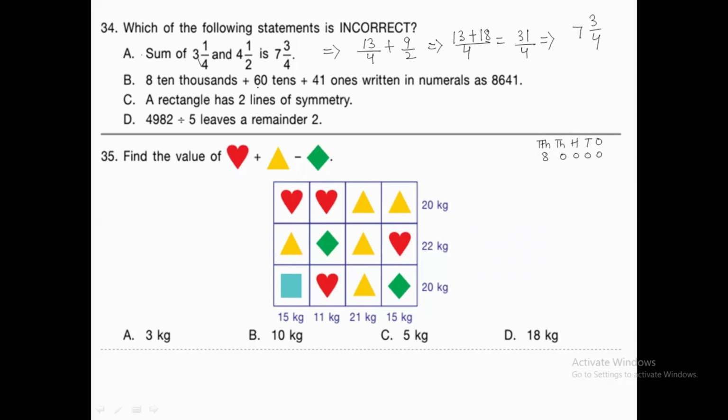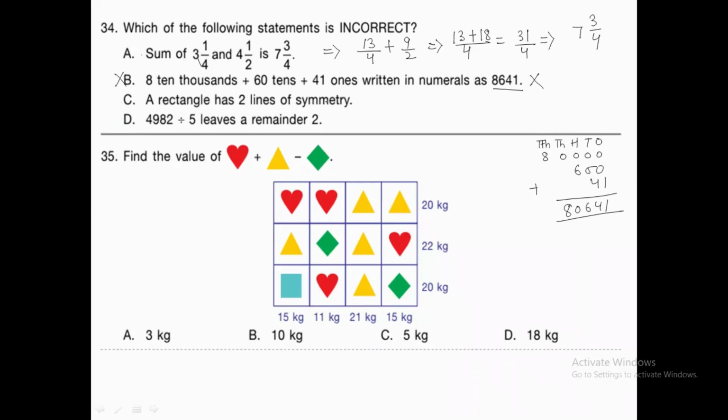Now 60 tens means what? 60 tens means 600. 41 means 41. Okay, when we are adding them, what are we getting? We are getting 80641, and it is written over there 8641. No, this is incorrect. Okay, that option B is incorrect. Now let's move to option C.